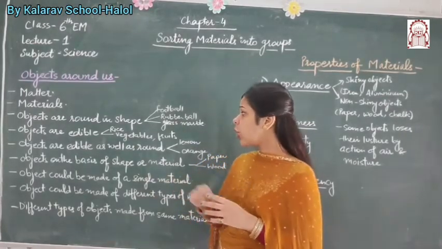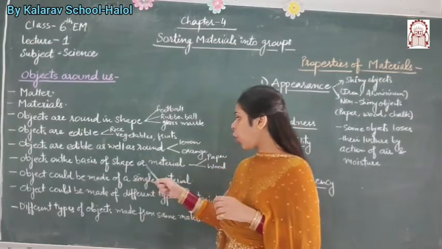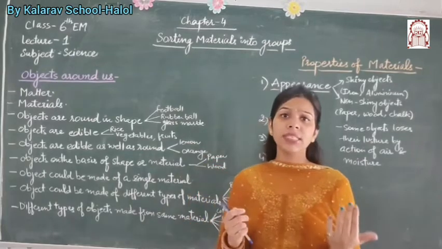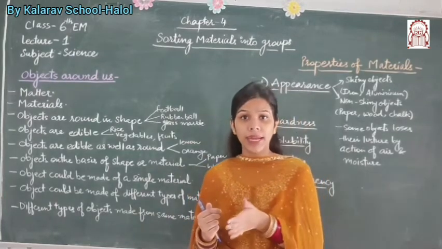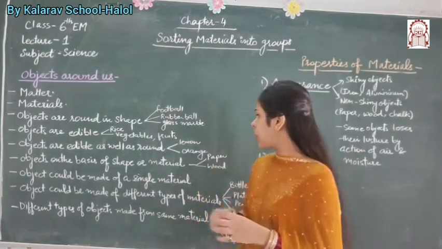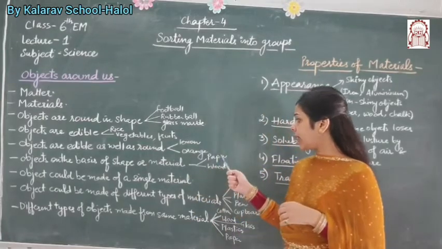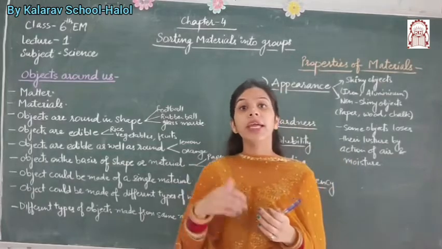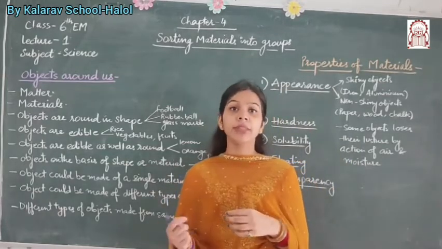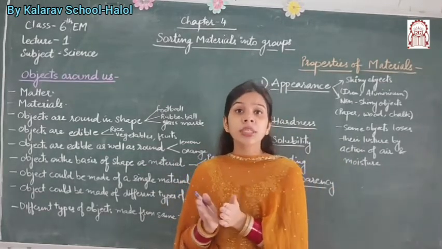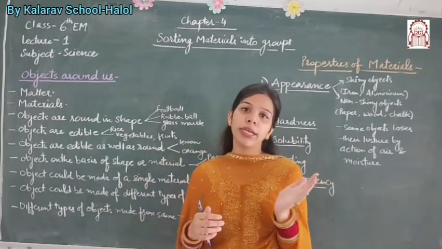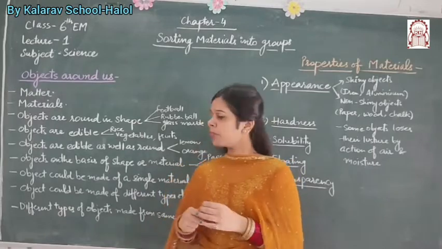The objects on the basis of shape or materials. The objects are also categorized on the basis of the materials they are made of or the shape. Firstly, the material that is paper, wood. So, from paper we can make different types of items like notebook, books, newspaper, magazines. So, different types of objects are made from paper.